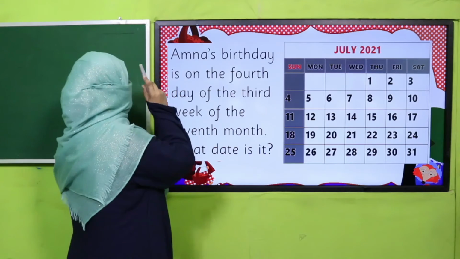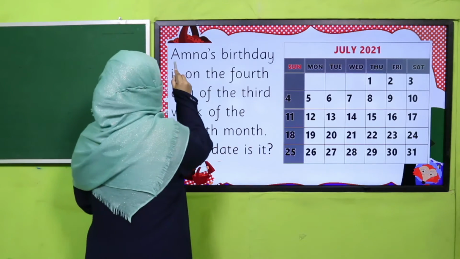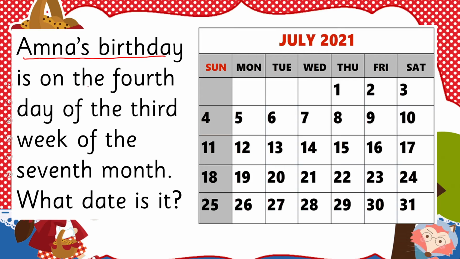Beta, all of you, listen carefully. I'm telling you, Amna's birthday is on the 4th day of the 3rd week of the 7th month. What date is it? This is how we use a calendar. So first of all, the biggest thing is the month.